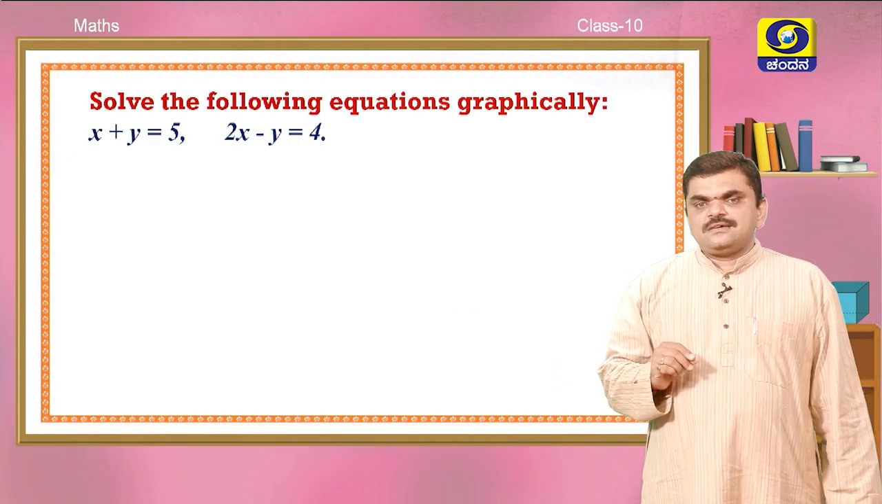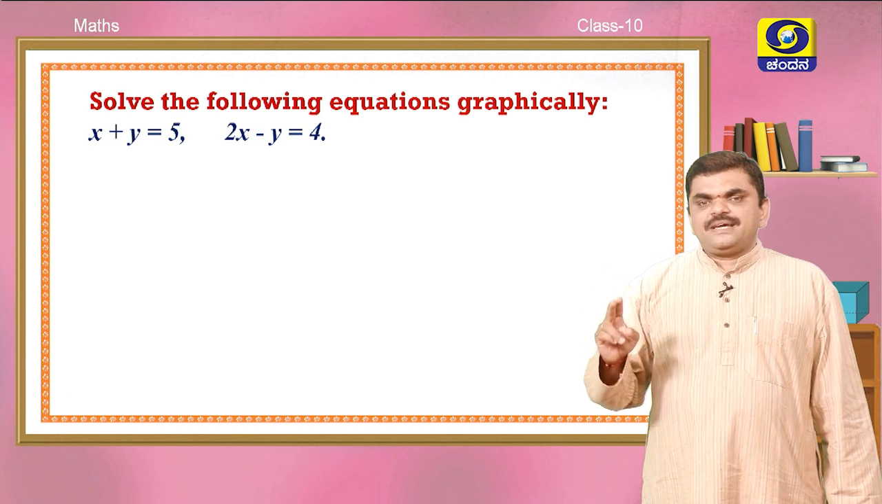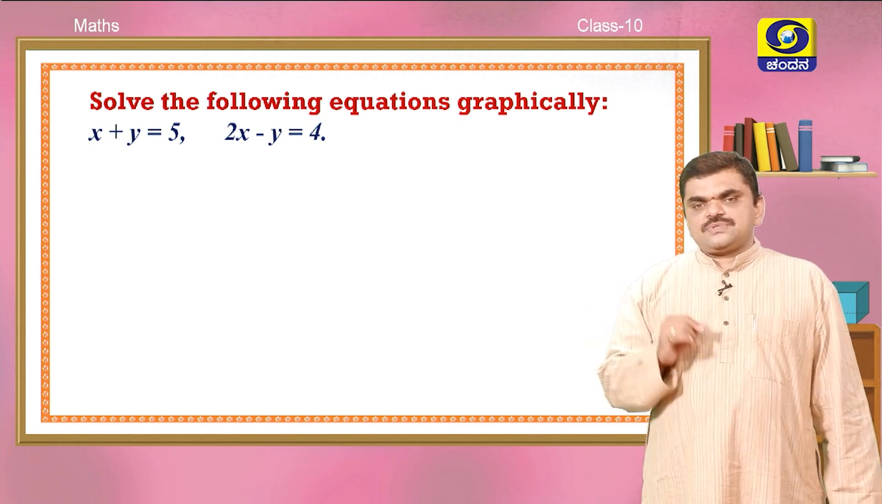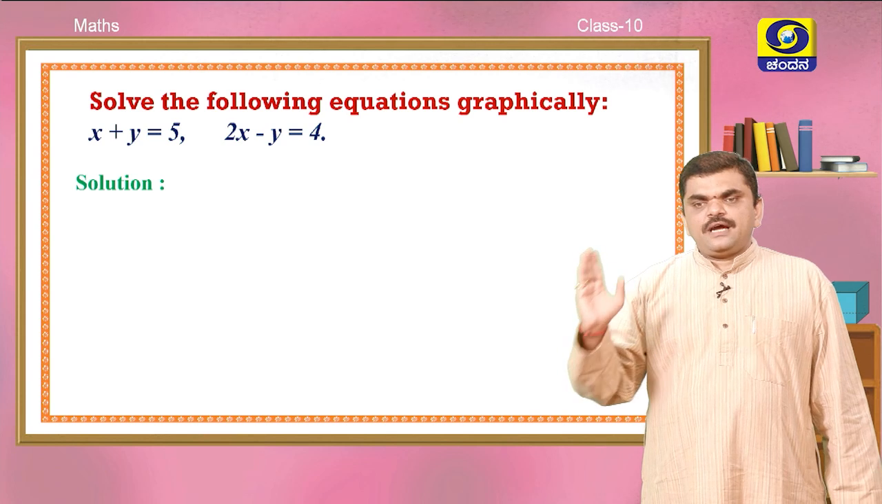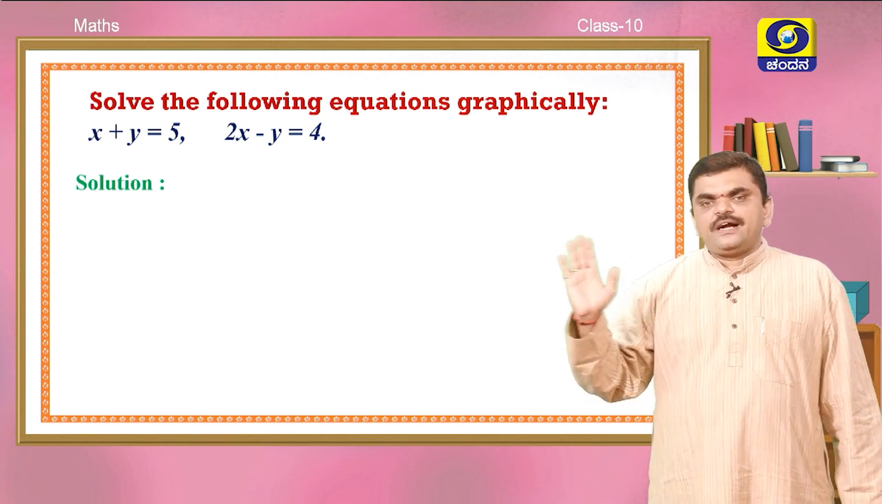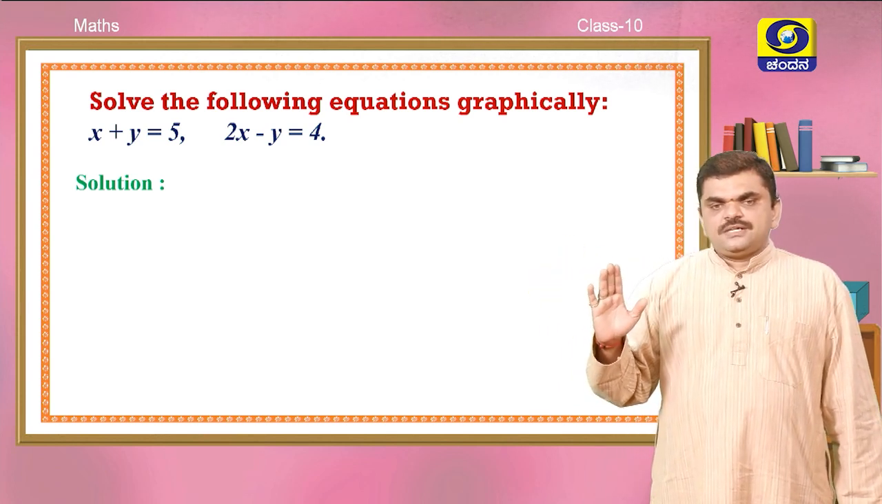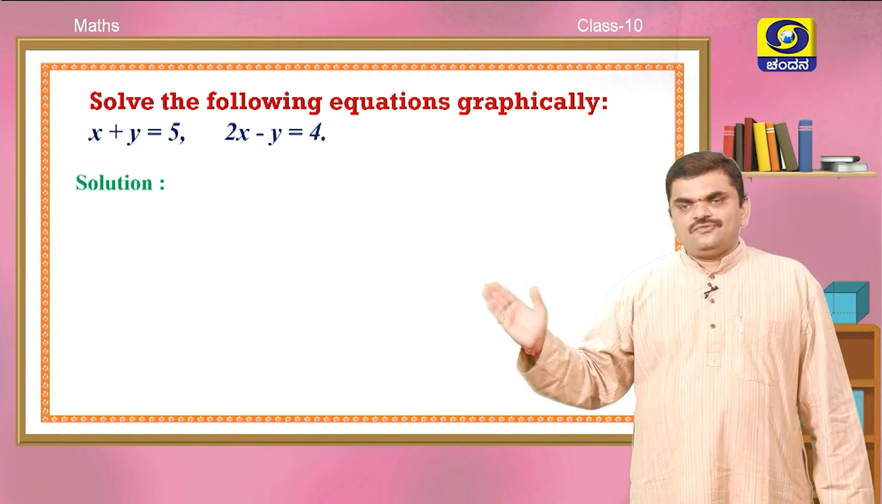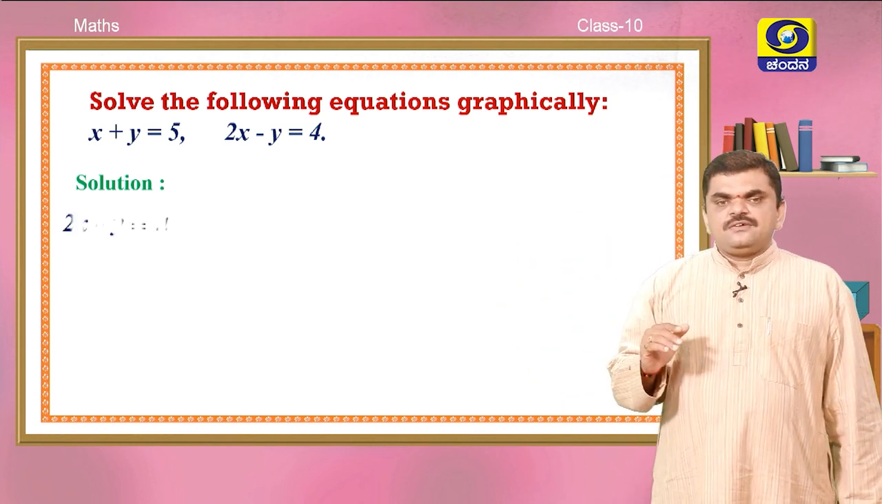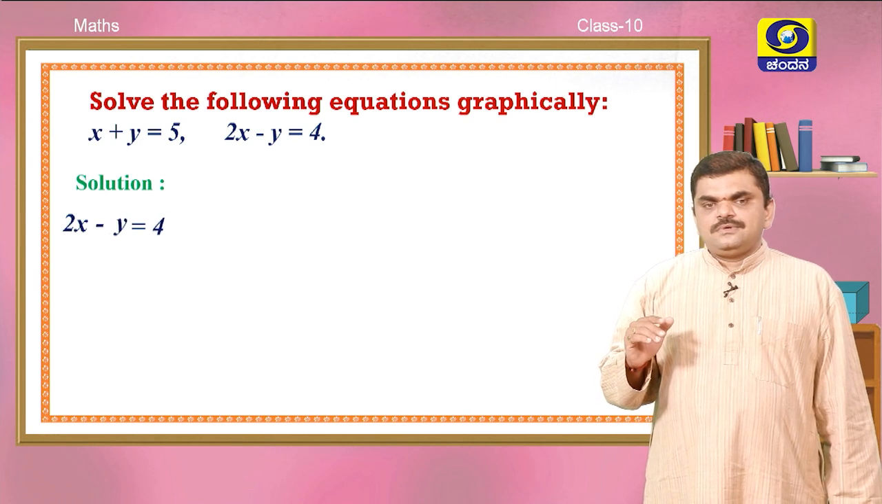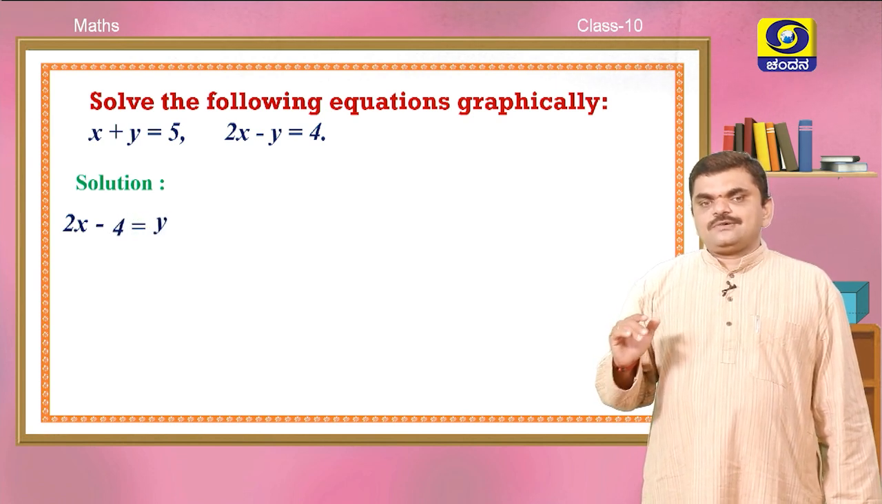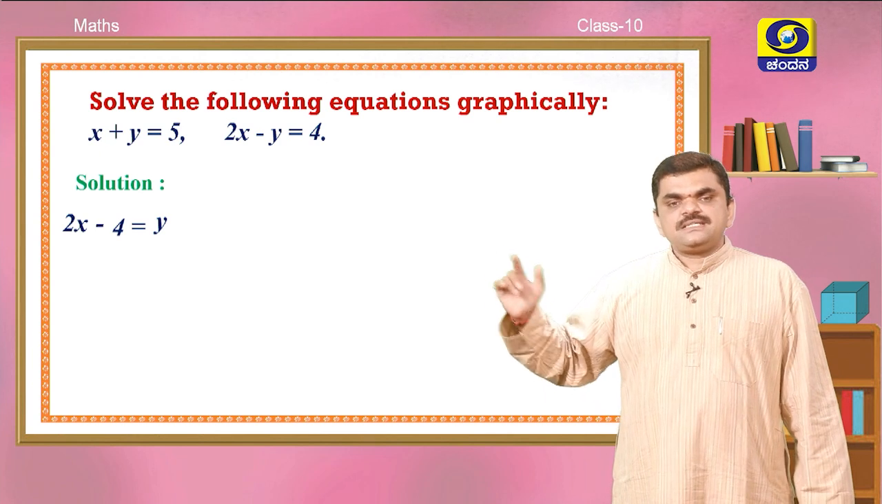Next question is 2x minus y is equal to 4. Then y becomes, just interchange y and constant value, that is y and 4. Shift y to right side, 4 to left side. What it becomes? Y is equal to, yes, y is equal to 2x minus 4.